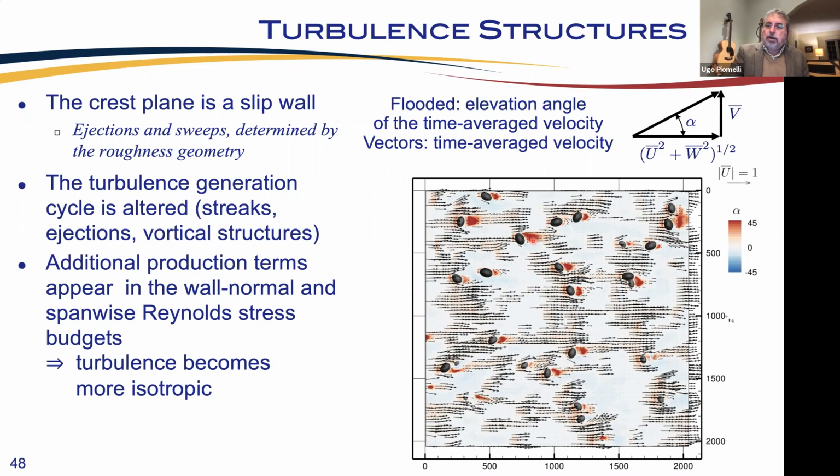And here the colors show the angle of the velocity vector, the elevation angle, angle of the plane. So you see you have regions where it's upwards and regions where it's downwards, corresponding to these jets and sweeps and ejections. These regions here look like the angle is large, but it's because it's a ratio between two small numbers. The velocity here is almost zero in the recirculation region. And so as a result of all this, turbulence becomes more isotropic.